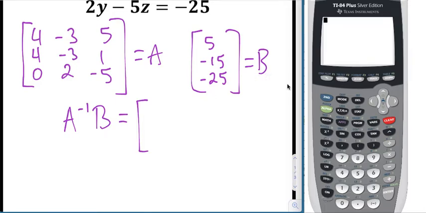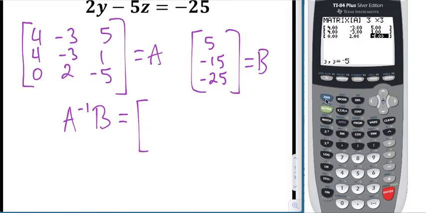So I'm going to, in the calculator, with you guys, do this. So second matrix, over to edit. We're going to edit matrix A. It goes row, then column. So this will be 1, 2, 3 rows. So this will be a 3 by 3 because there's 1, 2, 3 columns as well. And I'm going to go down and enter my values. So 4, -3, make sure you're using a negative sign, not a minus sign. 5, and then it brings us down. 4, -3, 1. Last row, 0, 2, and -5.